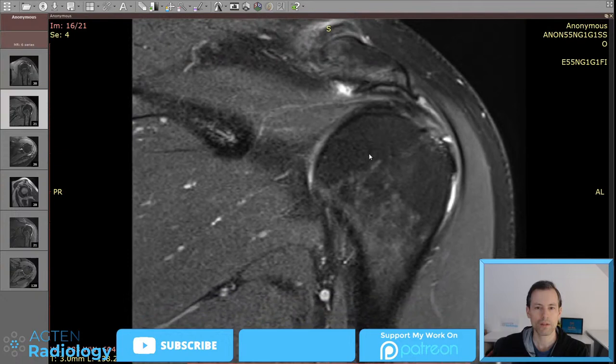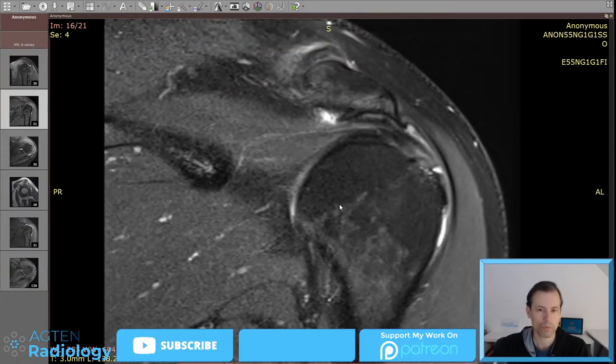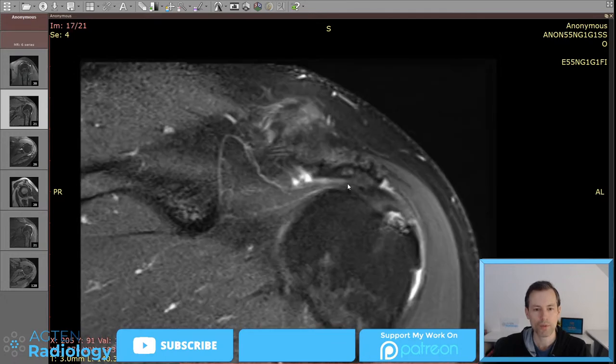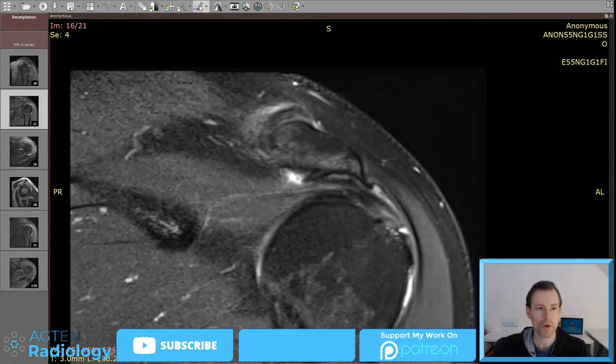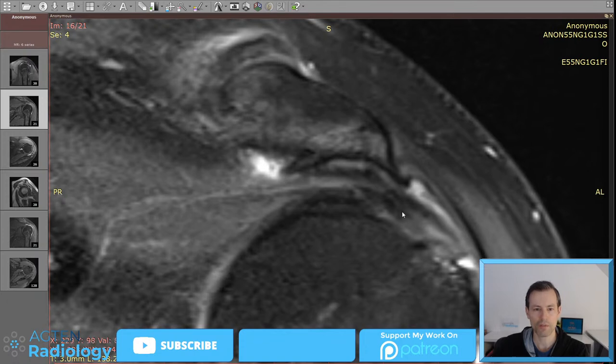And I think these are sometimes underestimated on MR, or we maybe don't really look at them. But you can nicely see these really sharp-edged enthesiophytes here, right? So this is quite impressive. You can imagine if you elevate your arm, there will most likely be friction going on at this area here, in the sense of an impingement.